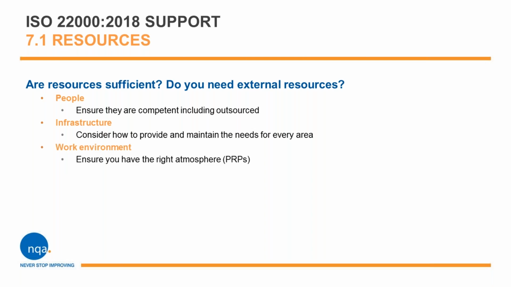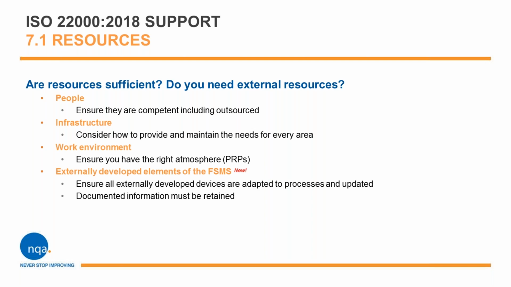Work environment. Version 2018 specifies that we need to ensure that you have the right atmosphere that enables personnel to operate effectively. What is it talking about? It is talking about, for example, adequate light, adequate heat, airflow, also, for example, the noise levels. You can also include here stress reduction, for example, everything that is going to make your employees work in an effective manner. And here we have two new requirements.